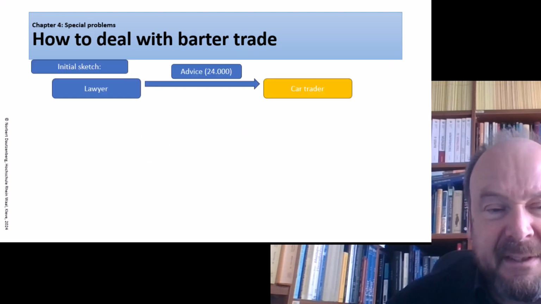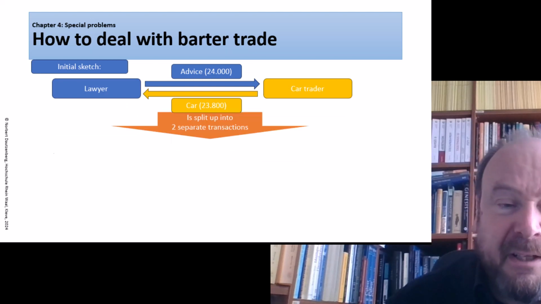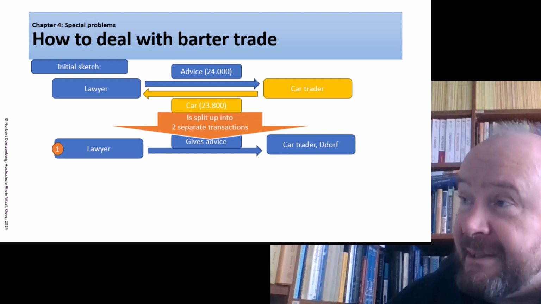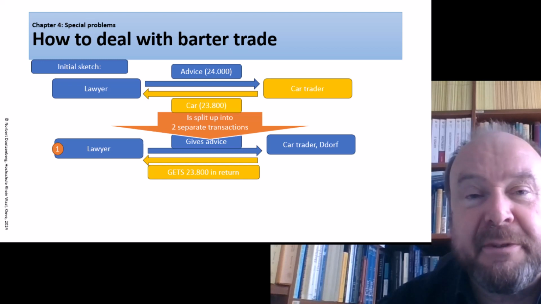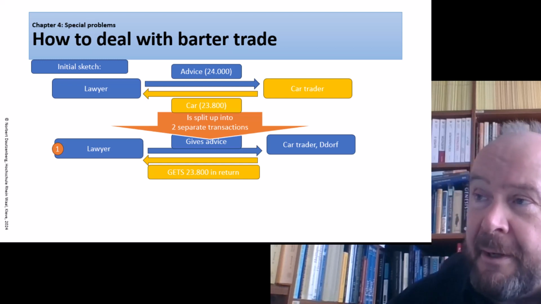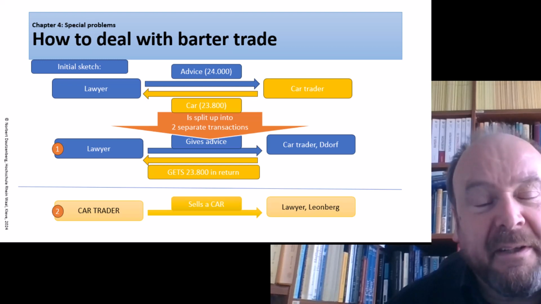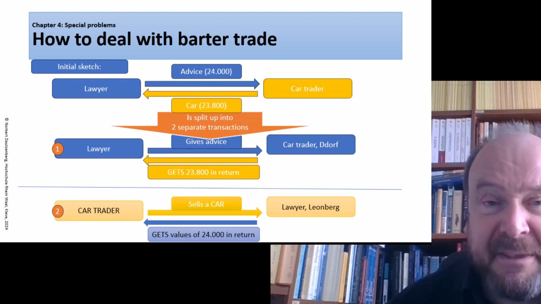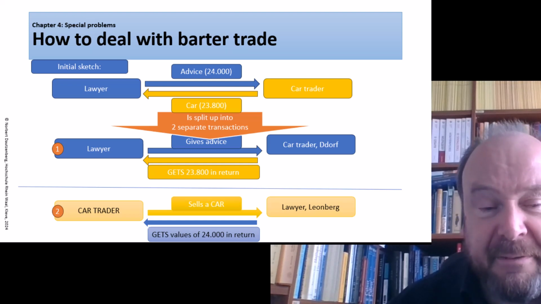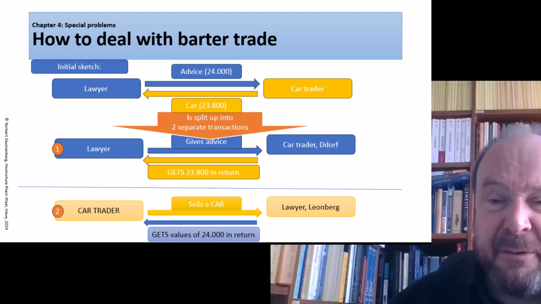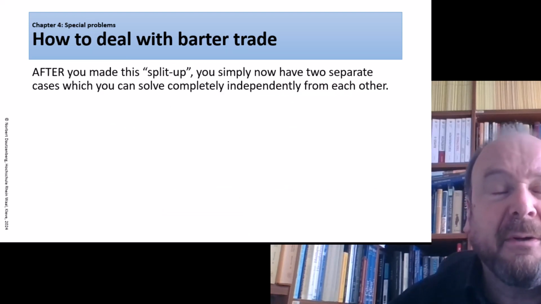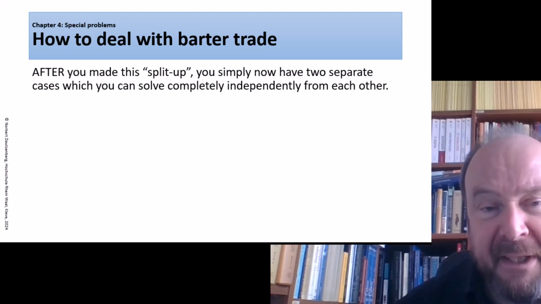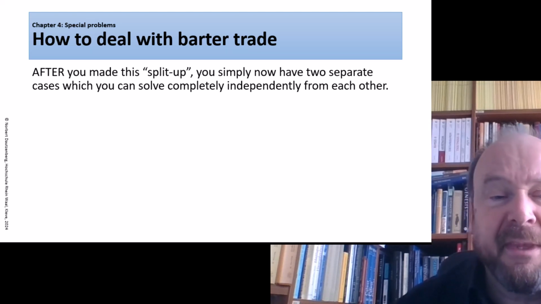So we have this again and we split it up. First transaction: the lawyer gives advice to the car trader, and he gets paid by something which has a value of 23,800 in return. Then, second transaction: the car trader sells a car to the lawyer in Leonberg and he gets in return a service which usually has a market value of 24,000. After you made this split-up, you can now just deal with two separate transactions where you have all the necessary information in the two sketches.